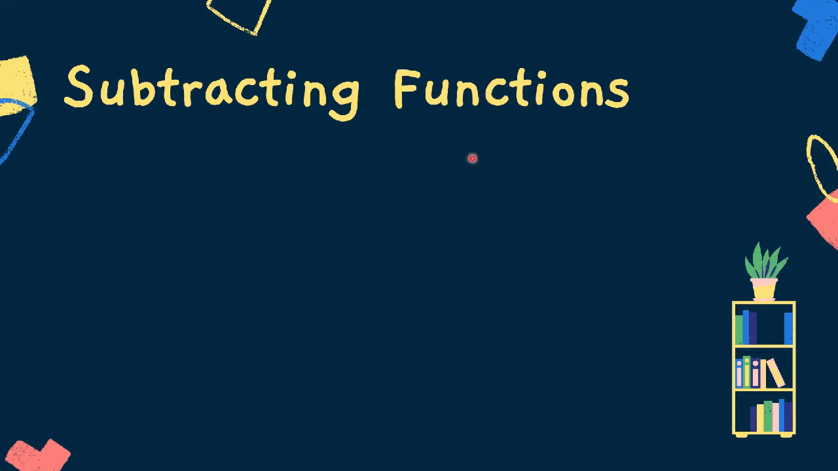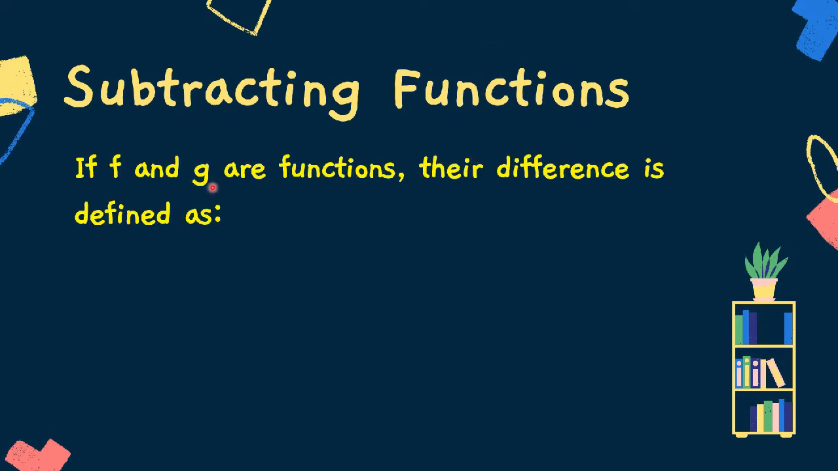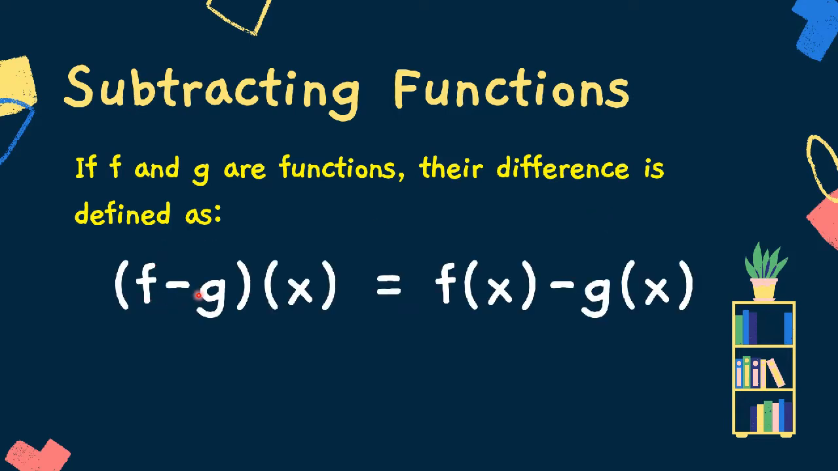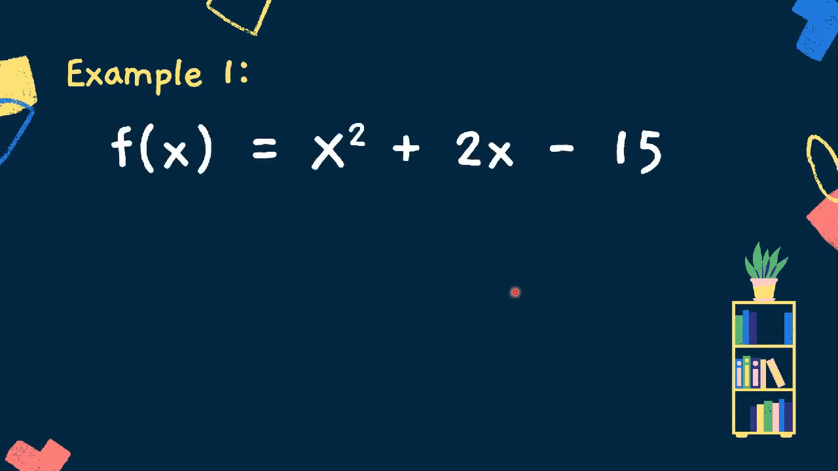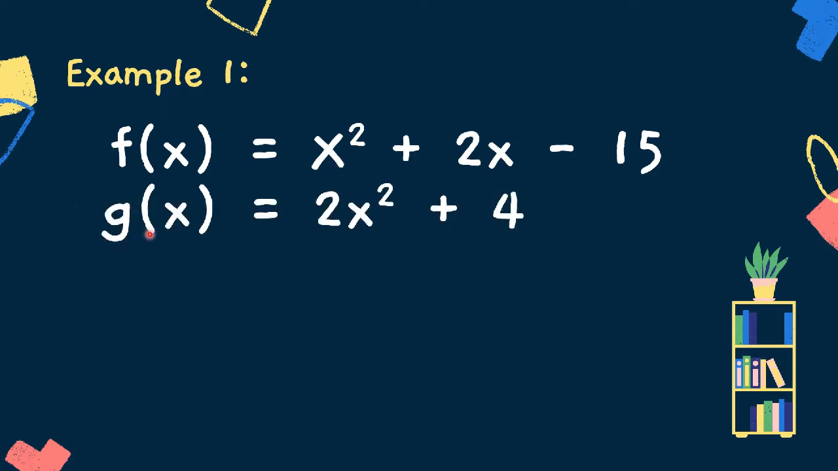So let's start. In subtracting functions, please remember that their difference is defined as f minus g of x is equal to the value of your f of x minus the value of your g of x. For instance, we have here example number 1. The given f of x is equal to x squared plus 2x minus 15, and the g of x is equal to 2x squared plus 4. For example, you are asked to find f minus g of x.